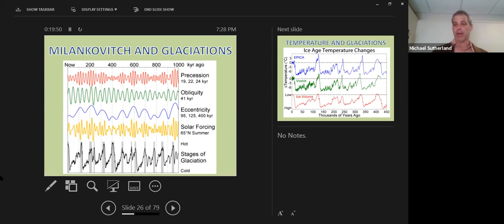It has not always been that way. At some points, the climate was far warmer than this. It was what we call greenhouse, where there was no ice. There was no permanent ice cap.